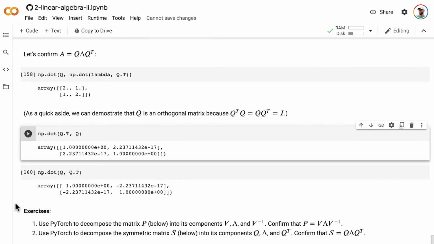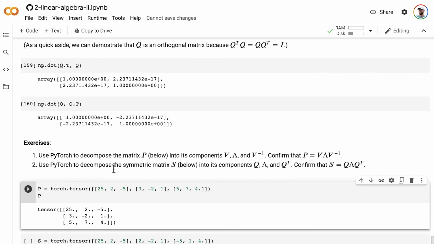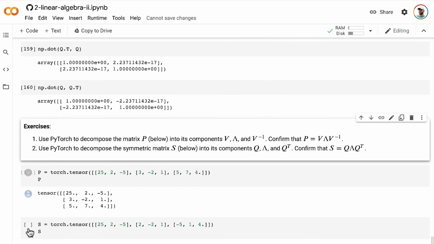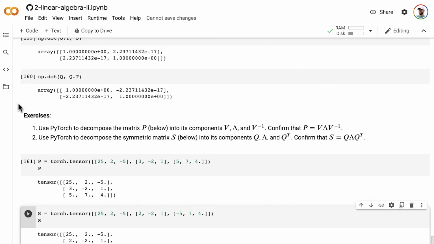All right, as some exercises to get you more familiar with the content that we just covered, everything that we just did was in NumPy. You should be able to do everything that we did here in NumPy in PyTorch as well. So try using PyTorch to decompose this matrix P into its components, V lambda and V inverse, and confirm this eigendecomposition formula. And then use PyTorch to decompose the symmetric matrix S into its components, Q lambda and Q transpose, confirming that this eigendecomposition of symmetric matrices is true as well. So you have the slight added twist here of having a 3x3 matrix. So it has three eigenvectors when you identify those, and three eigenvalues instead of two like we just had in NumPy. But other than that, it should be pretty straightforward.